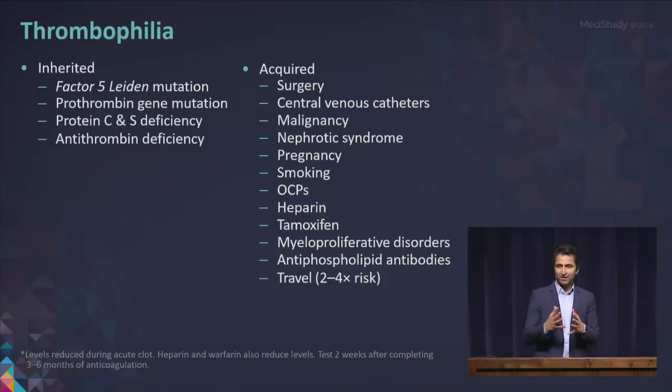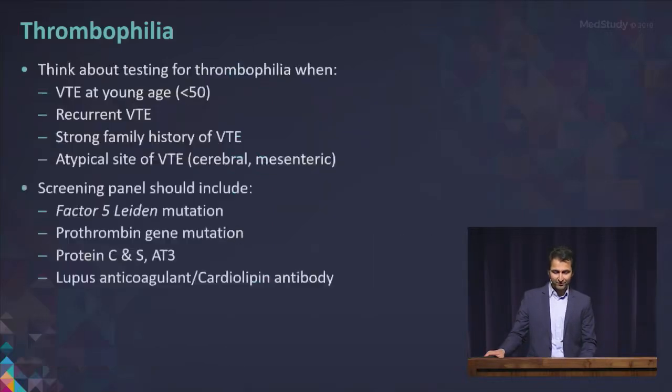They're the ones that we check for in our thrombophilia panels: the factor V Leiden, prothrombin gene, protein C and S, antithrombin. You should be familiar with them. Those are the ones that we look for. But there's also a lot of acquired causes of thrombosis that you can see listed here that I won't go over in the interest of time.